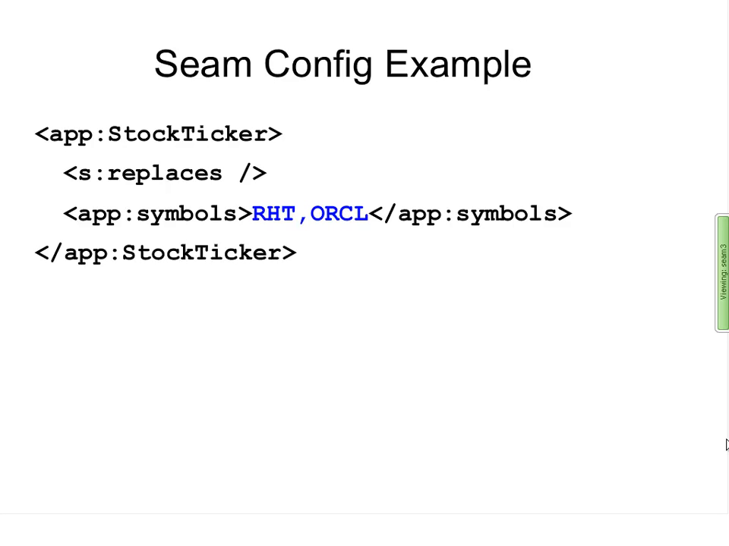If we didn't include the s:replaces tag, then we would actually end up with two beans installed, one with an empty symbols list and one with the symbols that we configure. The other option here is to use the modifies tag, and what this does is merge any annotations that we configure with the annotations that already exist on the bean. This isn't really relevant for this simple example, however there's probably a whole bunch of situations where it might be useful.